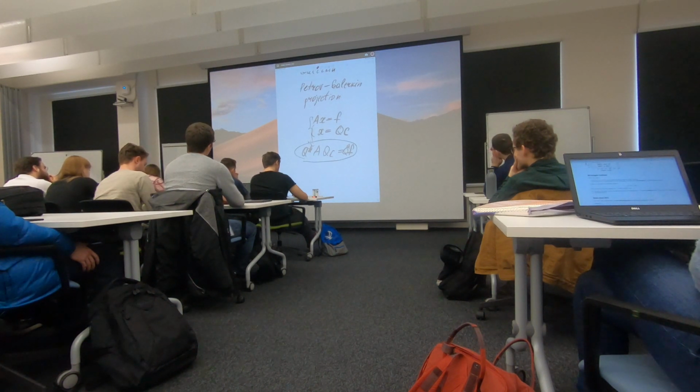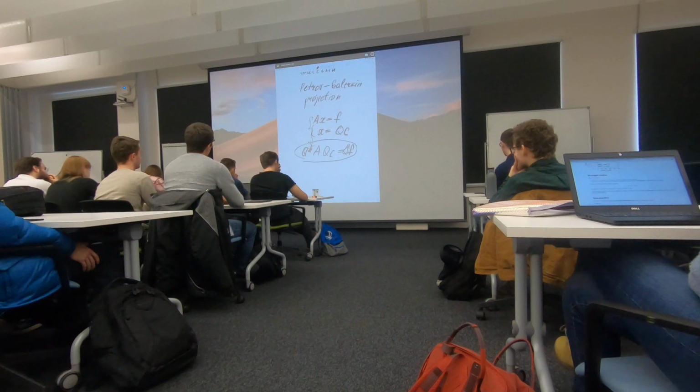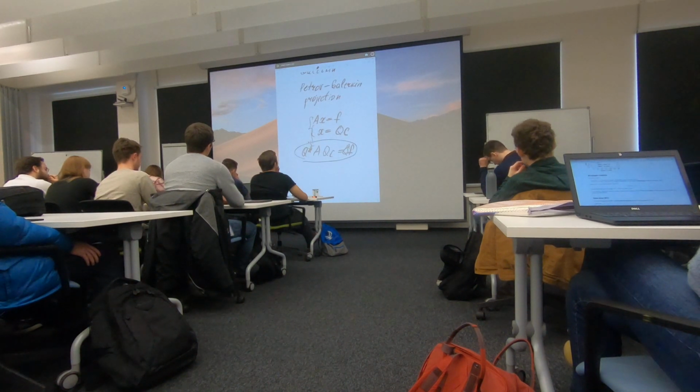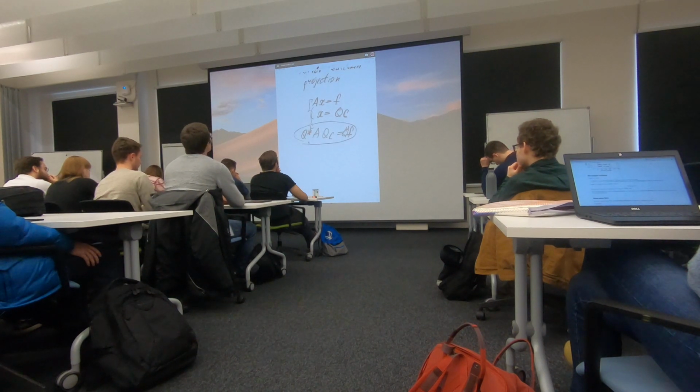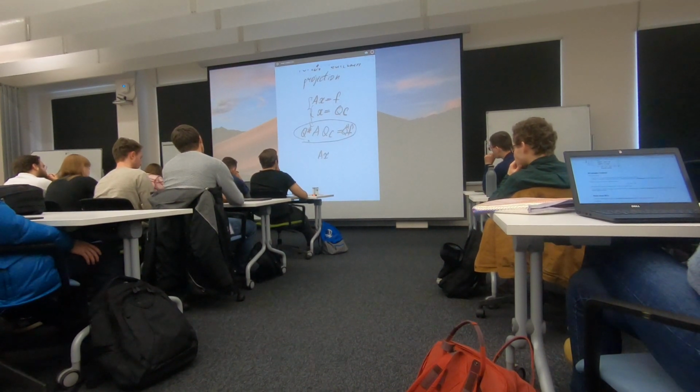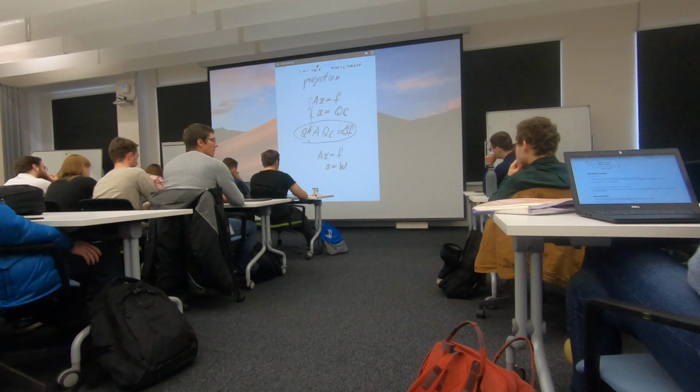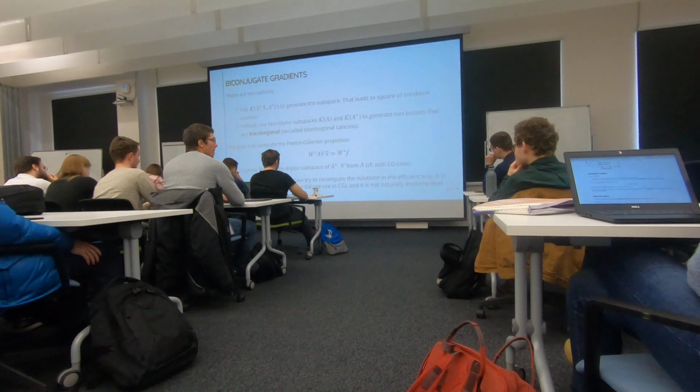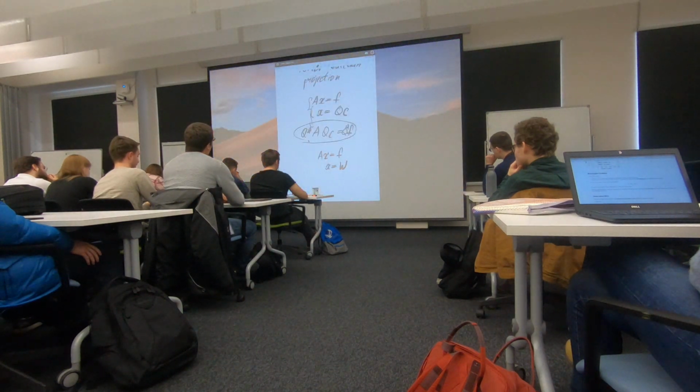But we can use another matrix to project this system of equations. So again, we have AX equals F. We have X equals W. Forgot what I was using for X hat.